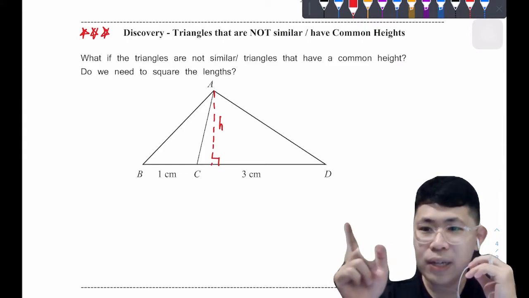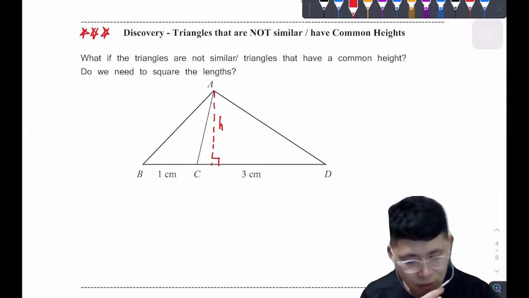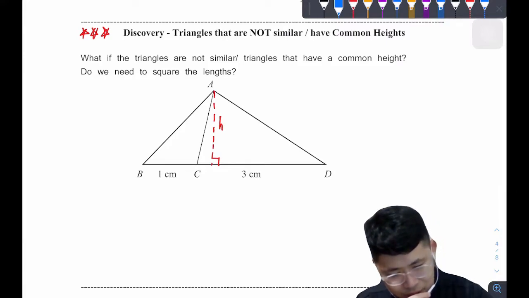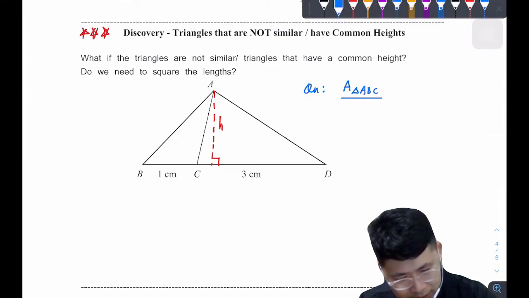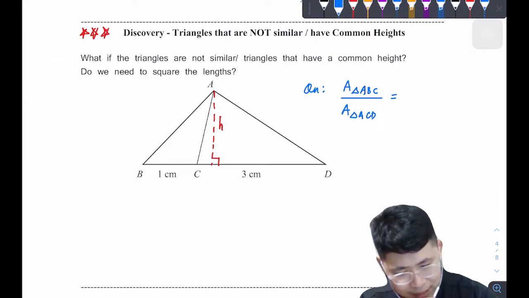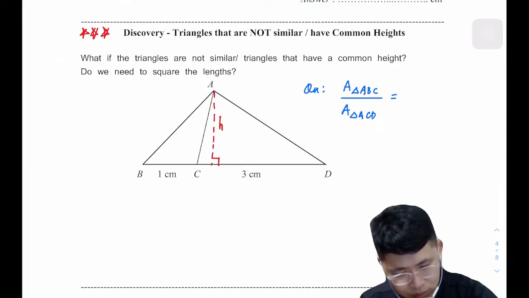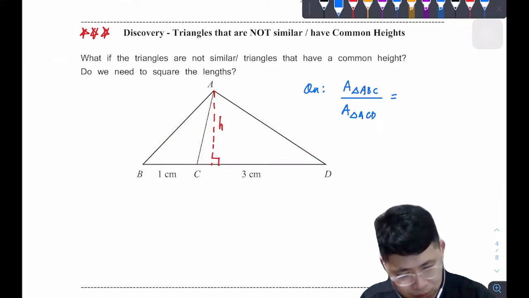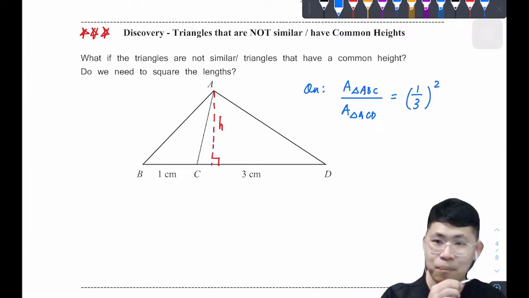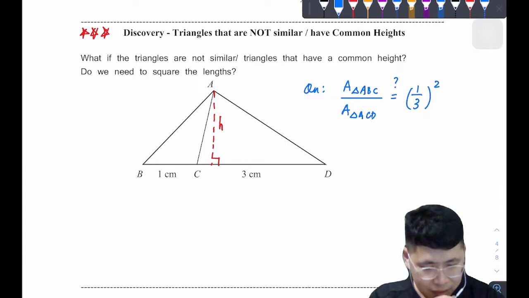So do we need to square the length? What I'm asking is, the question we are posing here is the area of ABC over the area of ACD, these two areas. I'm looking for this area versus this area. Is it going to be 1 over 3 squared, because it's the ratio of the length squared? Is this going to happen? So this is the question.